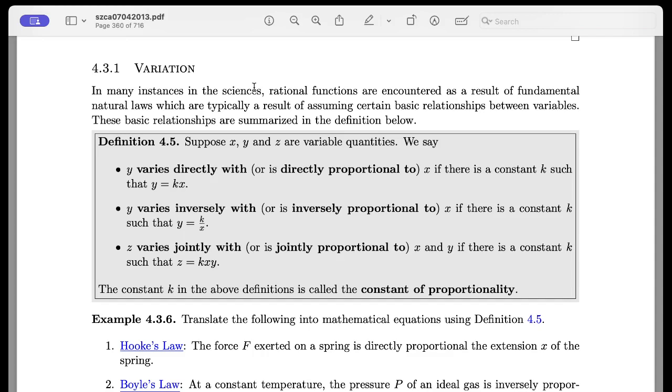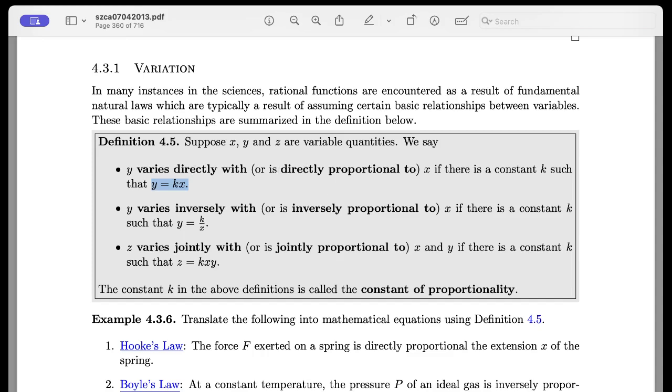Whenever you have a couple of variables around, and these should be like physical quantities you're thinking about, you say that y varies directly with, or the other terminology is directly proportional to x, means that there's some constant where y just looks like that constant times x. So that little line right there is the same thing as the words y varies directly with x, or y is directly proportional to x.